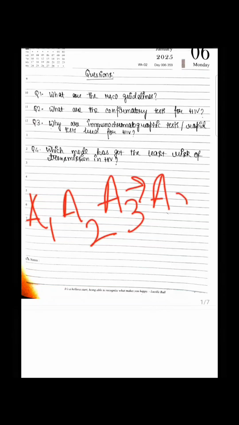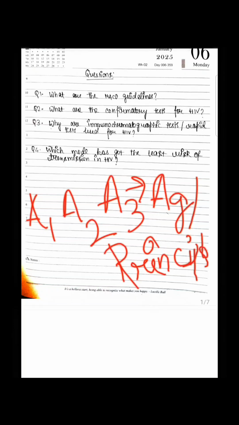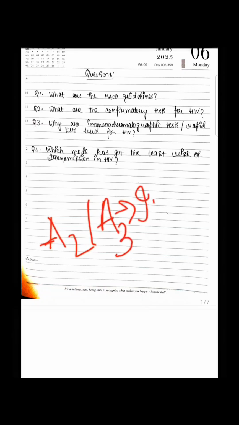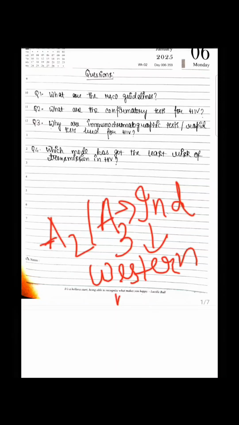What is the third principle? The three tests A1, A2, A3 should be based on different antigens or different principles. Okay, now what is the fourth one? The fourth one is that a supplementary or confirmatory test should only be used when either A2 or A3 is indeterminate. Then we will go for a Western blot like technique for confirmation.